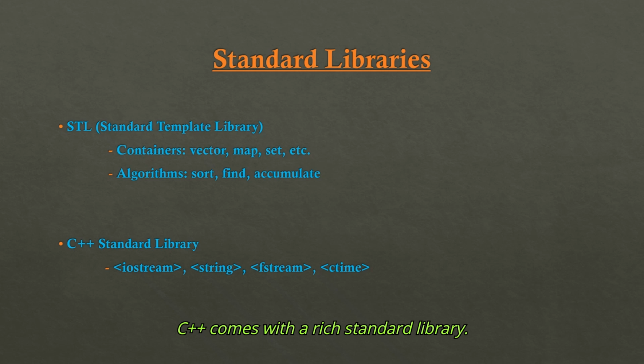C++ comes with a rich standard library. At its core is the Standard Template Library, or STL, which provides powerful containers like vector and map, along with algorithms like sort and search. In addition, the C++ standard library includes essential features for input-output, strings, time handling, and file management.